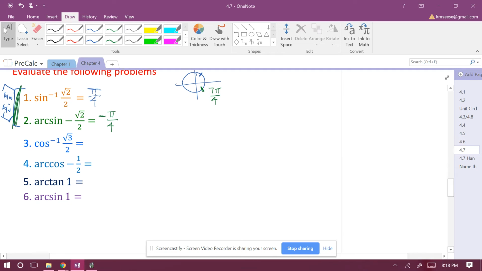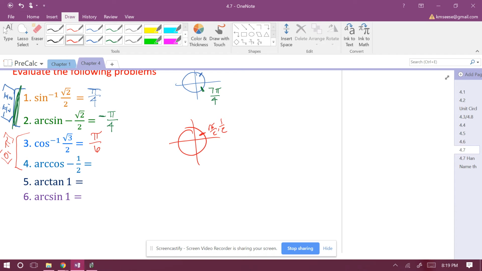Right? So looking at cosine, well, we've limited the cosine inverse to give us values between 0 and pi. So every answer has to be between 0 and pi. So cosine inverse of radical 3 over 2 is asking, where on my unit circle is my x value positive radical 3 over 2? Well, that's going to go right to 1/2, which is our pi 6 value. For number 4, where is arc cosine of negative 1/2?